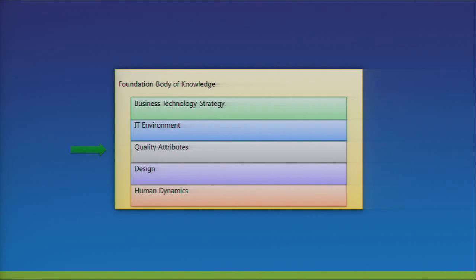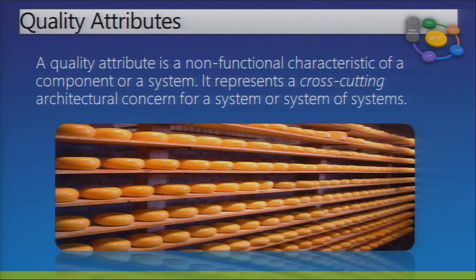That gets us out of IT environment and into quality attributes. Quality attributes are really kind of fun. They're non-functional characteristics. You've heard them called systemic qualities, maybe, and they're cross-cutting. They cross-cut across every concern of the development process, the architecture process, the business process.